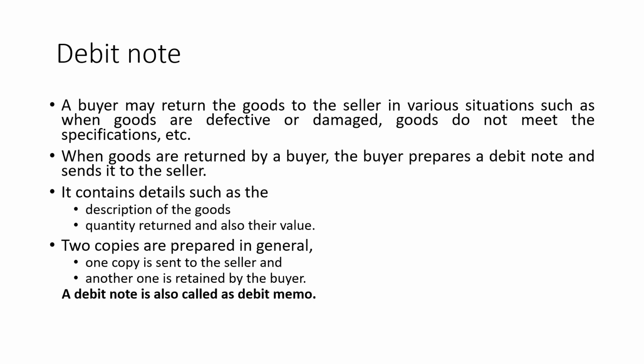For example, you delivered 100, okay, only 10 products are damaged. Okay, so you need to return only the 10. So the quantity returned should be mentioned and their value. Okay, and two copies of the debit note are created. One is for the seller, and another one should be retained with the buyer.